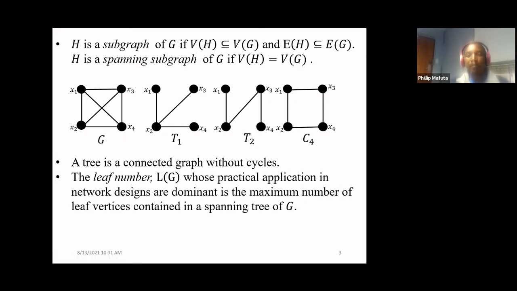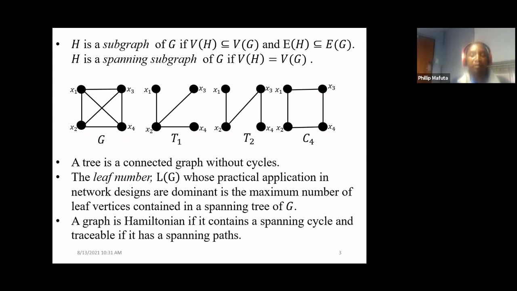The leaf number is the maximum number of leaf vertices contained in a spanning tree of G. So if we go back to this, you can see that T1 has three leaves, T2 has two leaves. And all spanning trees of this graph, which you can construct, are isomorphic to T1 and T2. So the one with the maximum is T1, which gives three leaves. So the leaf number of the original graph G is three.